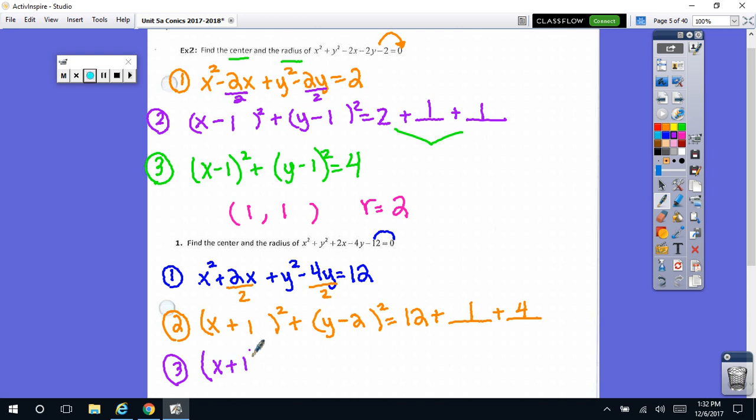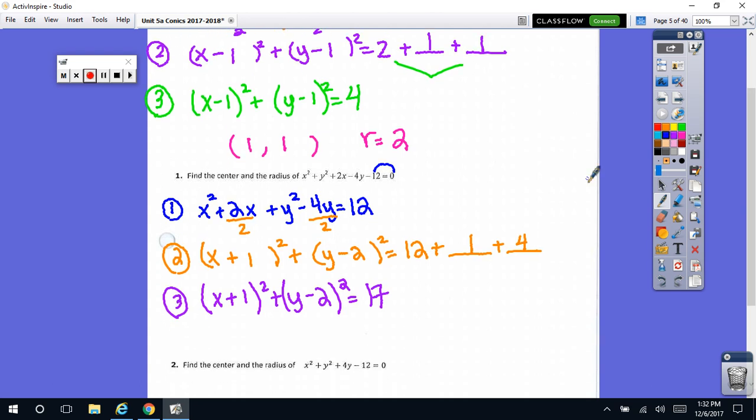X plus 1 squared. +12 plus 1 plus 4 is 17. Okay, not a perfect square. Doesn't matter. Okay, opposite. Opposite. And the radius is the square root of this, which if you take the square root of 17, you get an ugly number. You get a 4.12.